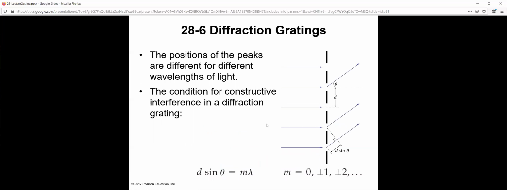The positions of the peaks are different for the different wavelengths of light, as we've discussed before, and the conditions for constructive and destructive interference are shown here down below. Again, given the distance shown, the theta that comes off from the diffraction, and of course, relating all this to the wavelength of the light itself.